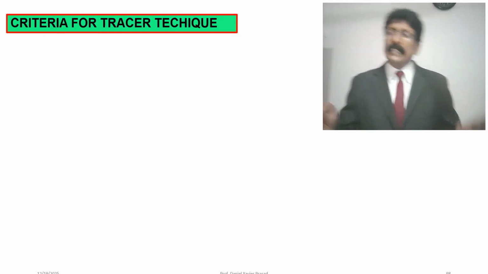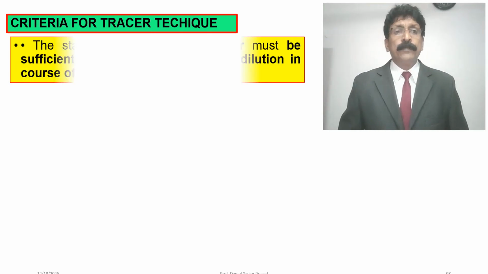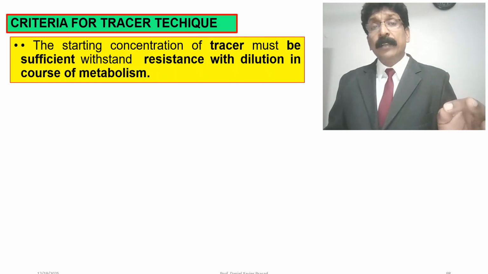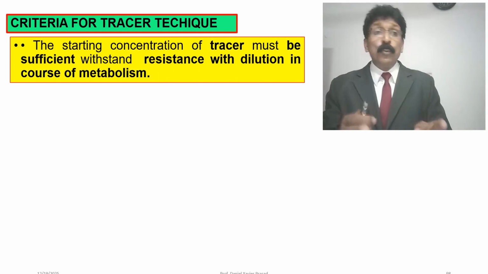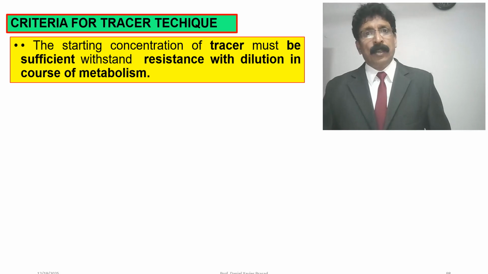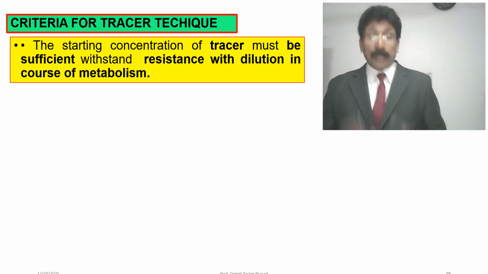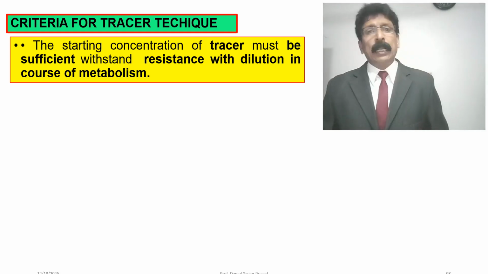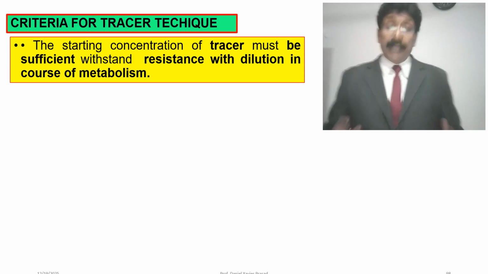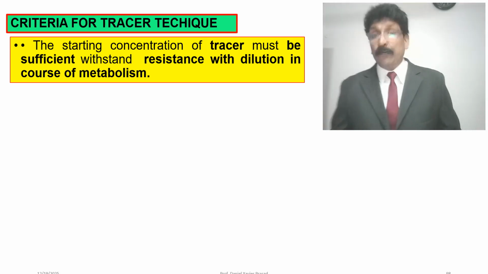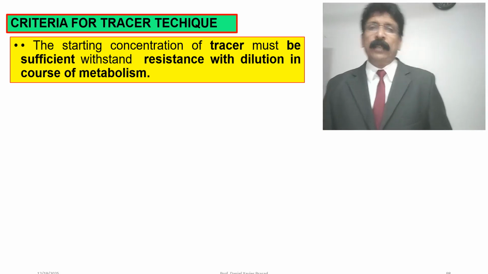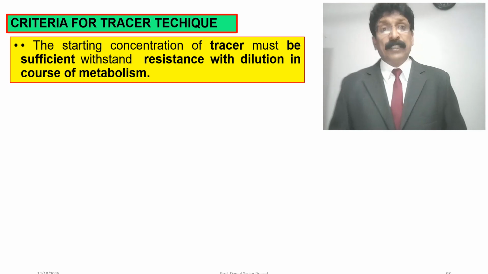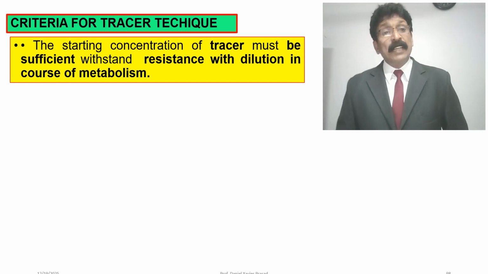Criteria for the tracer technique: we should have some criteria which should be followed. The starting concentration of the tracer which you are using must be sufficient to withstand dilution in the course of metabolism. We are going to feed the particular tracer, the labeled compound, to the living organism. So it should withstand the concentration which you are using. You cannot use a high concentration, and we cannot use a very dilute one which has no exposure towards the reaction. So a normal concentration should be identified. We should have a reference, and by trial and error it is possible to find out. We should have resistance to dilution in the course of metabolism.